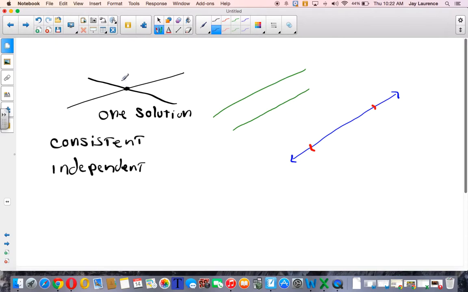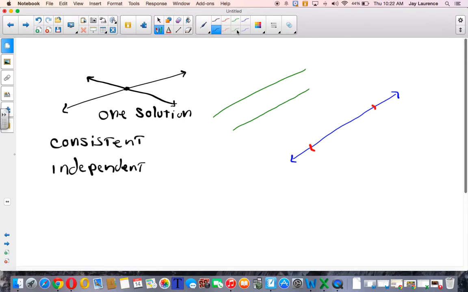Otherwise, they act independently. This one here is going up to the right. It has a positive slope. The one here is going down to the right. It has a negative slope. The only thing they have in common. So this is kind of like consistent. There is a solution, independent. They don't rely on each other, kind of like we broke away from England to become independent, right? We had that common history up until we break away.